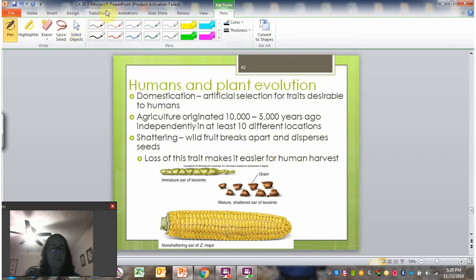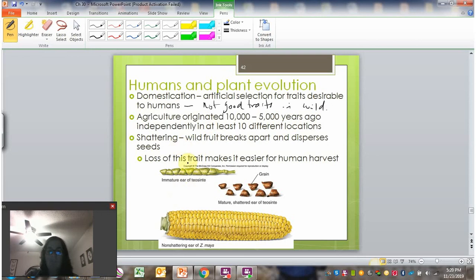Okay, and on a last note, humans have done a lot to plant evolution. So the process of domestication is when humans have artificially selected for traits that are desirable for humans. And I'll say in many cases, these are not good traits in the wild. It's not always true, but the interest of humans is oftentimes not in the interest of plants. And this is a classic example.